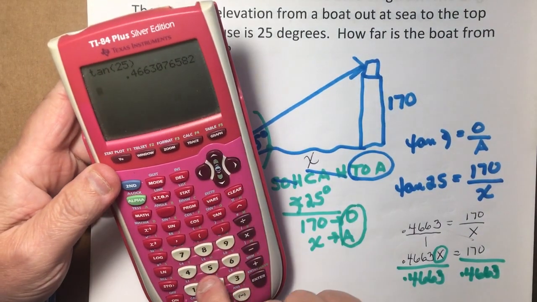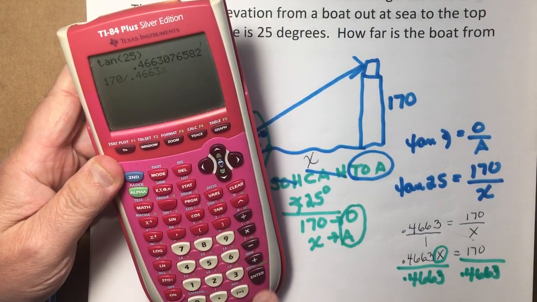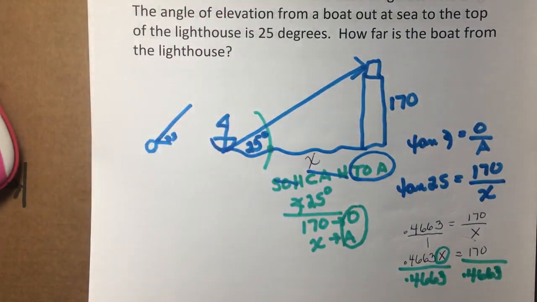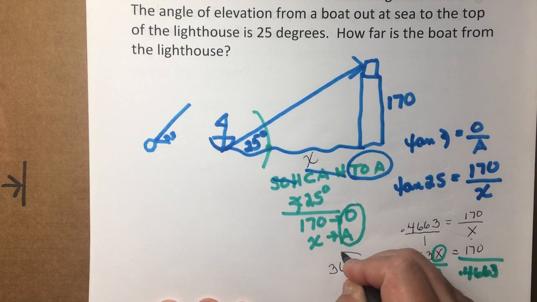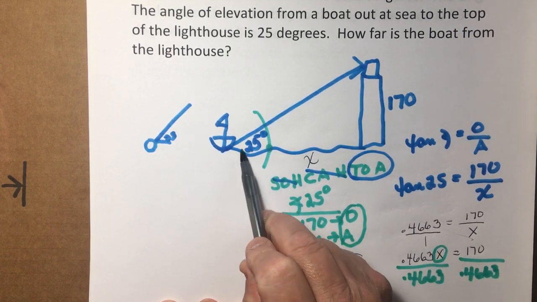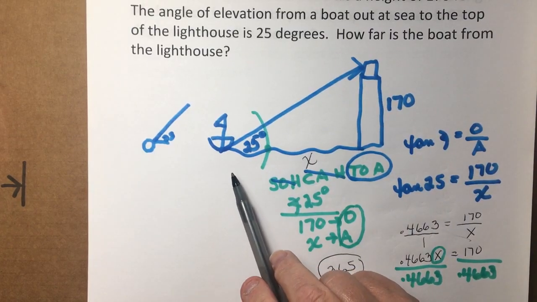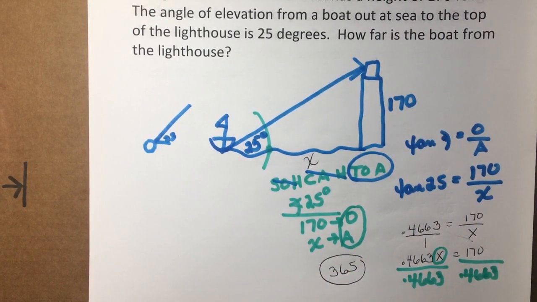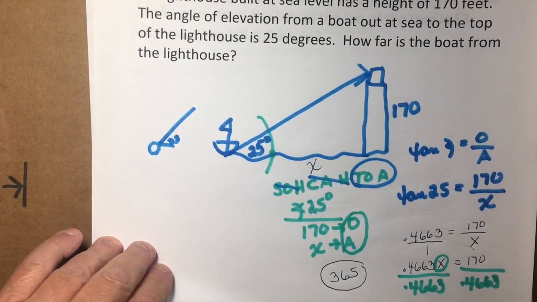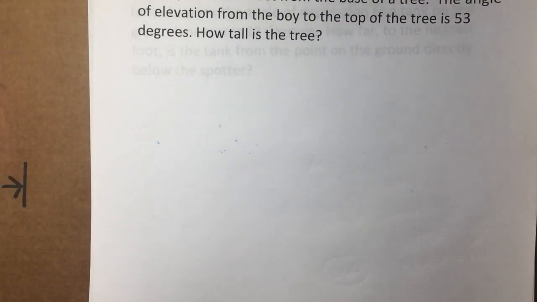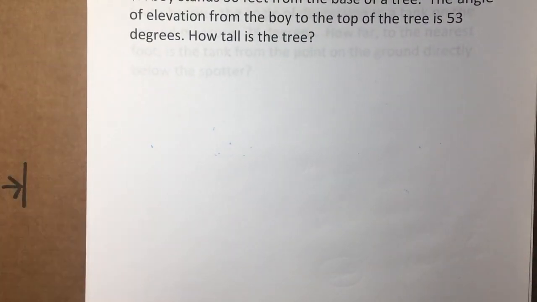Let's see what that is. 170 divided by 0.4663 is about 365 feet. That boat is 365 feet from the lighthouse. Okay. All right, let's look at the next one. And of course, you should be pausing the video and trying these problems on your own first before you watch me do them.